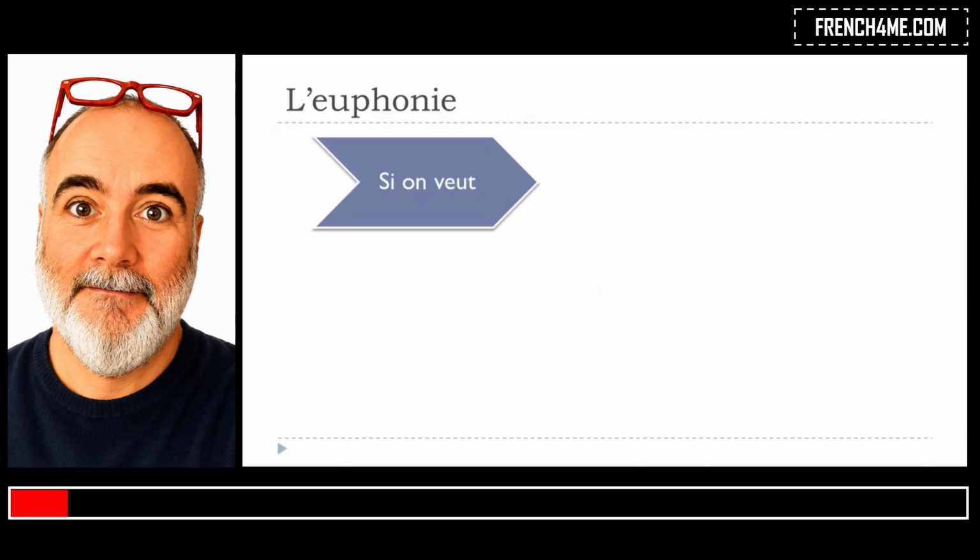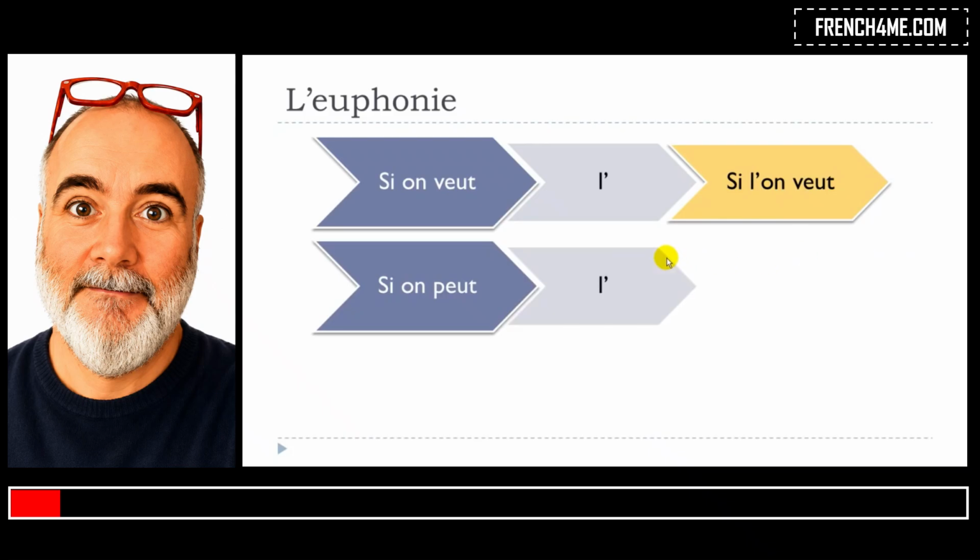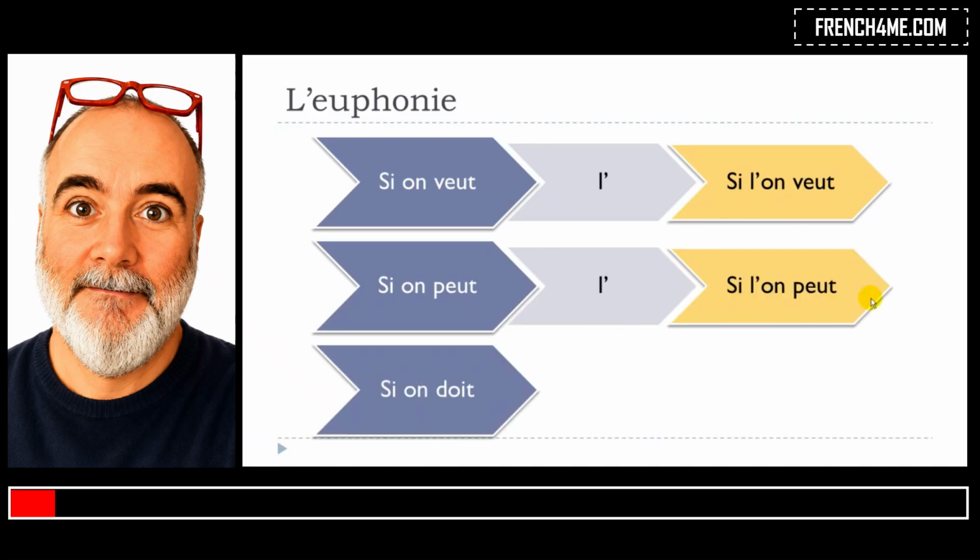Si on veut will become si l'on veut. Si on peut will become si l'on peut. Si on doit will become si l'on doit. Okay? Si l'on veut, si l'on peut, si l'on doit.